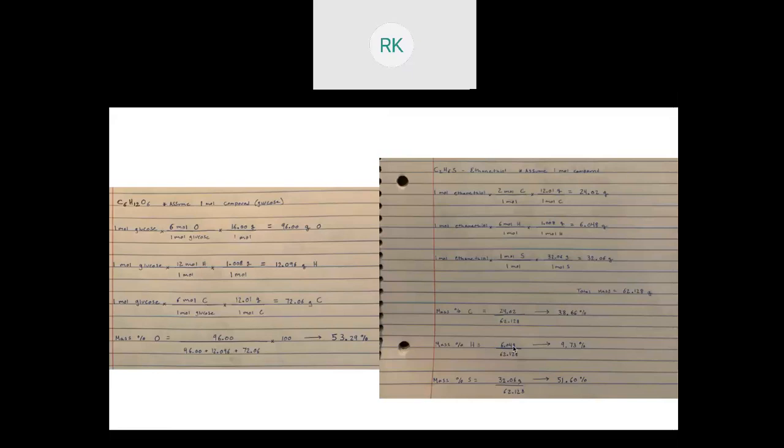Okay, and so you'll see in my first dimensional analysis, if I have 1 mole of glucose, I can convert that to moles of oxygen, right? So 1 mole of glucose is 6 moles of oxygen, and then 1 mole of oxygen is 16 grams, right? So this will give me how many grams of oxygen are in 1 mole of glucose. And we find through the dimensional analysis that it's 96 grams.